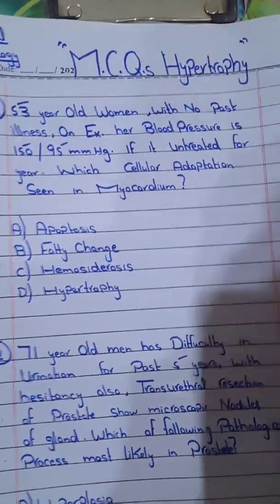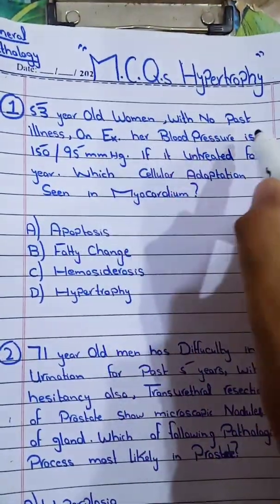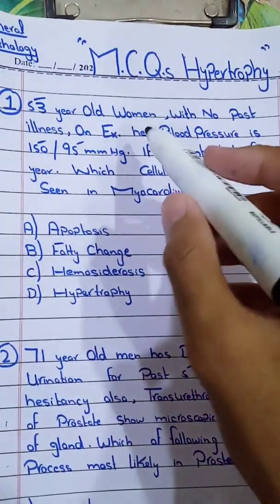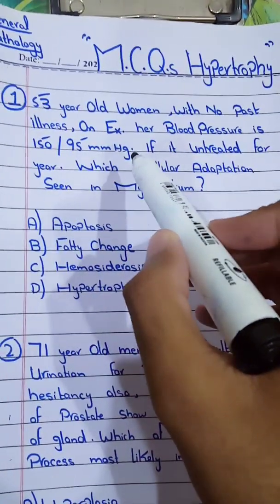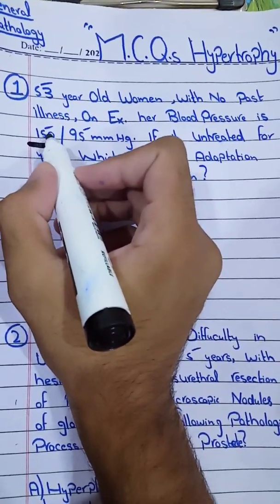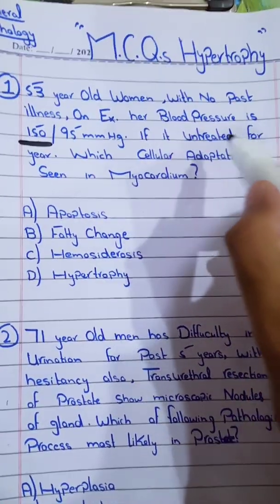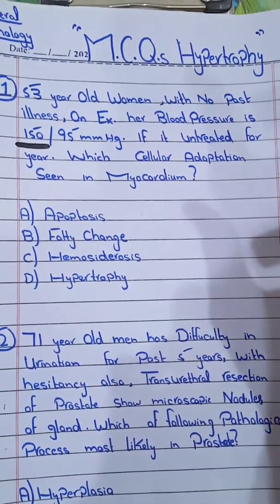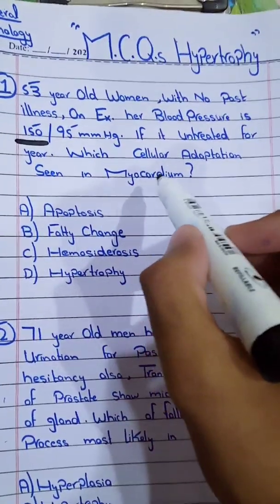First MCQ: a 53-year-old woman with no past history of illness, meaning there is no other illness. On physical examination, her blood pressure is 150 by 95 millimeters of mercury. This is the main point: her blood pressure is 150, meaning she is a hypertensive woman. If it is untreated for years, if she does not take any drug to control her hypertension, then which cellular adaptation is seen in the myocardium?